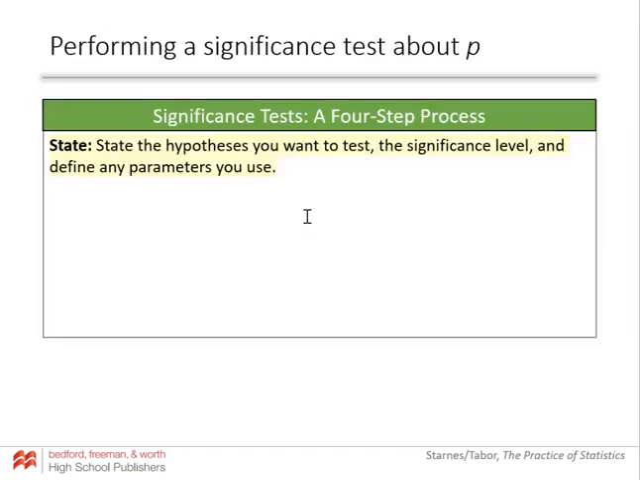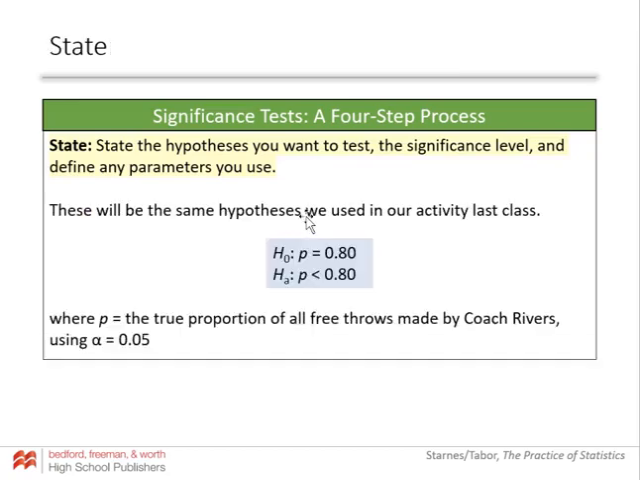Okay, so these steps are going to look familiar. It's the same 4 steps that we did for confidence intervals in chapter 8. Okay, so first step is state. You need to state your hypotheses, both the null and the alternative, what significance level you're going to use, and any parameters that we're going to use.